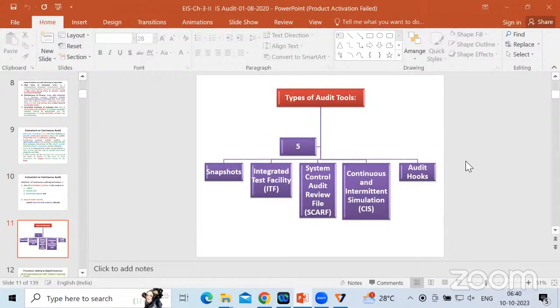So there are 5 kinds of auditing tools. We must understand what a tool is. It's a very simple thing.